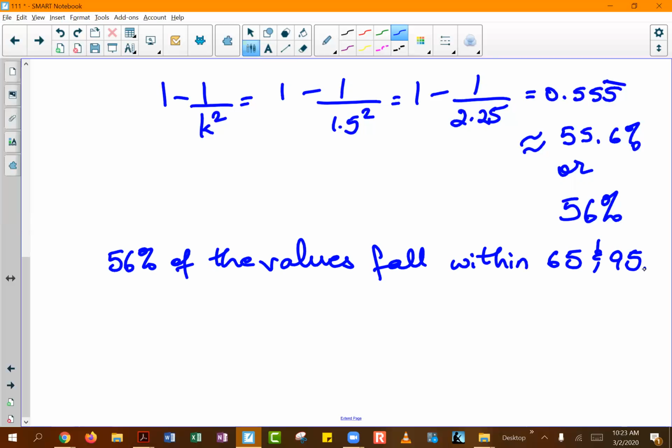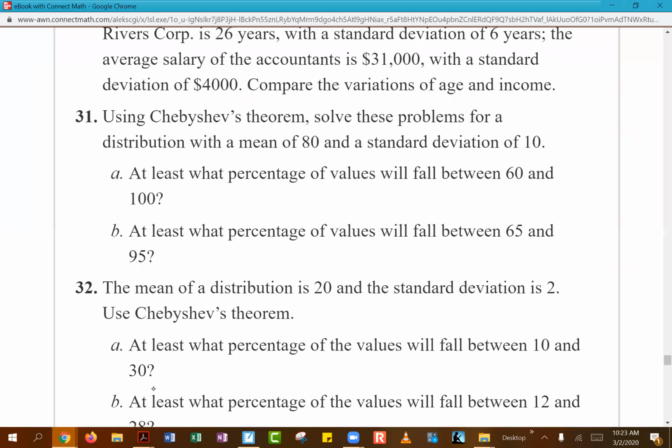Questions on this example? So this was calculating the percent, right? What percentage fell within those range of data values.